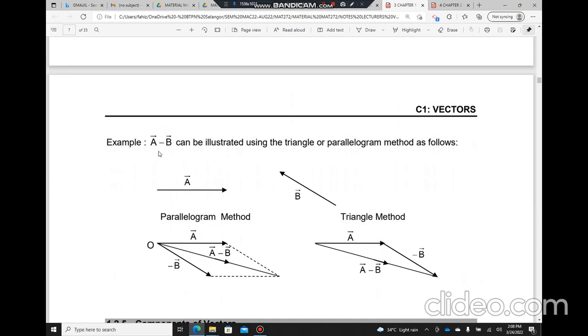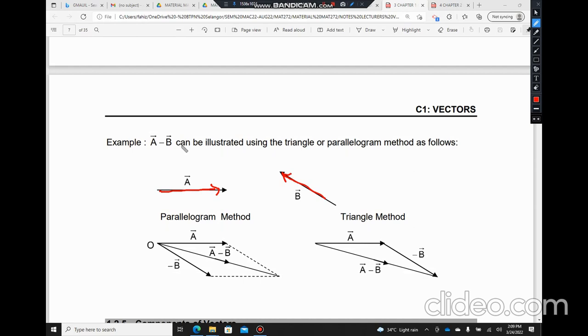Okay, so vector A minus vector B can be illustrated using the triangle or parallelogram method as follows. Okay, so kalau kita nak buat A minus B, maksudnya kita boleh gunakan dua method yang kita tengok tadi, either parallelogram method or triangle method. Okay, so kalau parallelogram method, kita tengok kat sini, yang ni A arah dia ke kanan, tapi B arah dia ke atas.